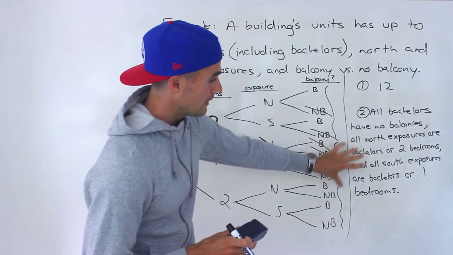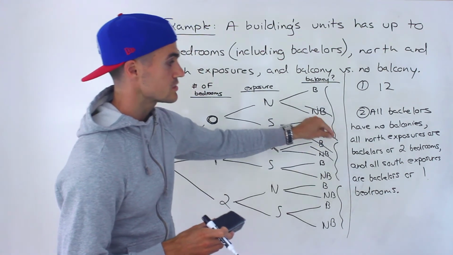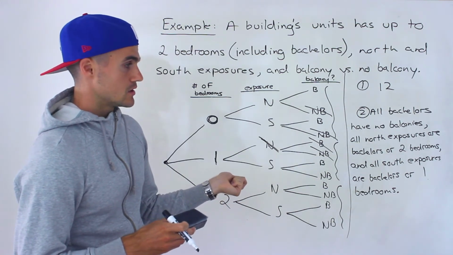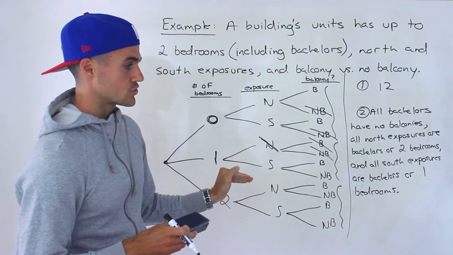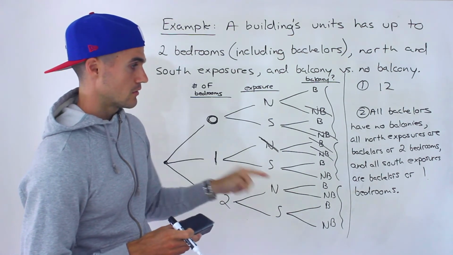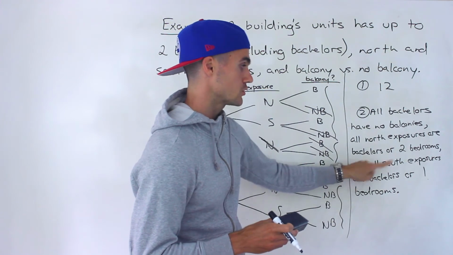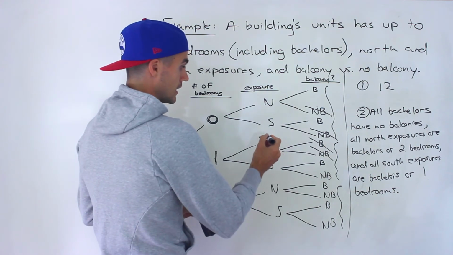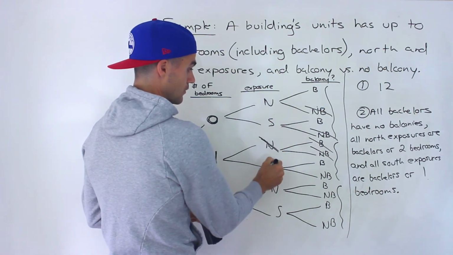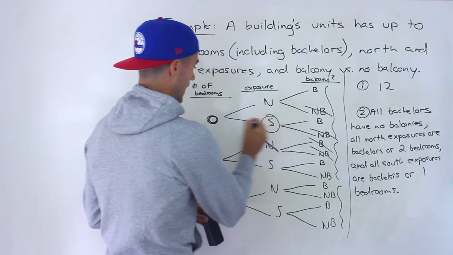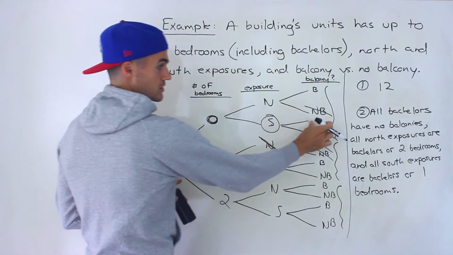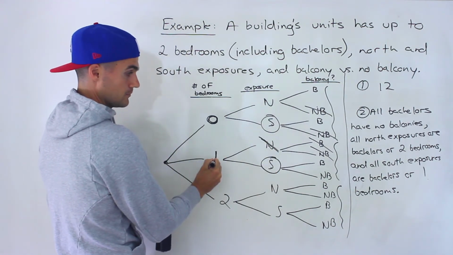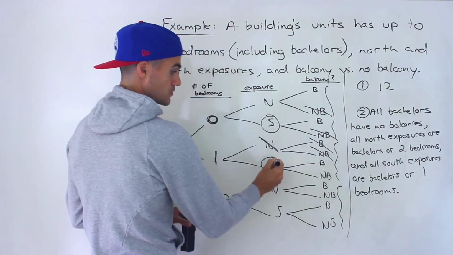And then the final piece of information says all south exposures are bachelors or 1 bedrooms. So notice we can't have any south exposures that have 2 bedrooms, right? Because it says all south exposures are bachelors or 1 bedroom. So we can't have any south exposures that are 2 bedrooms. So what we can do is we can look at all these south exposures. So notice this south exposure has 0 bedrooms. So we're all good there. So this possibility we would leave. This south exposure has 1 bedroom. And so these 2 possibilities we would leave.